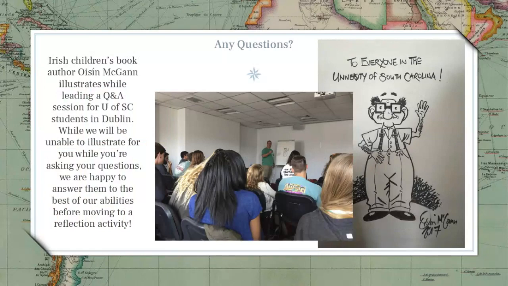Irish children's book author Oisin McGann illustrates while leading a Q&A session for USC students in Dublin. It's the most interesting question and answer session I've ever attended, because the entire time we were asking him questions, he was working on a personalized illustration for us to take with us, which you'll see on the right, for everyone at the University of South Carolina. So I don't know about Taylor and Morgan, but my art skills are definitely not sophisticated enough to be able to do something fancy like that for you all while you're asking us questions, but we'll at least try to answer your questions for you.